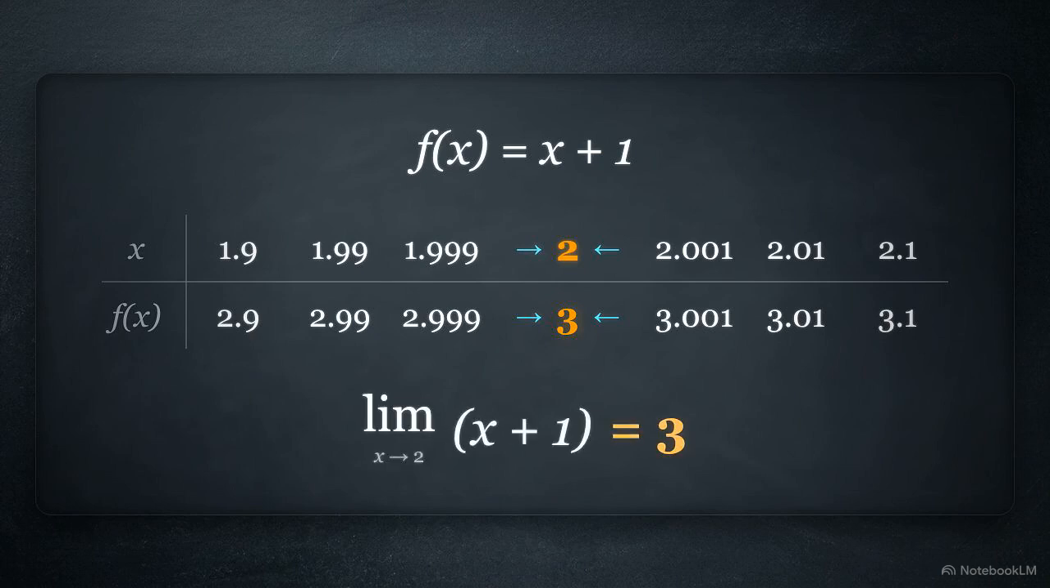By testing values slightly smaller, 1.9, 1.99, and 1.999, and values slightly larger, 2.1, 2.01, and 2.001, we can see where the outputs are headed. The y values are squeezing in on the number 3 from both sides. We express this trend by stating that the limit of x plus 1 as x approaches 2 is exactly 3.